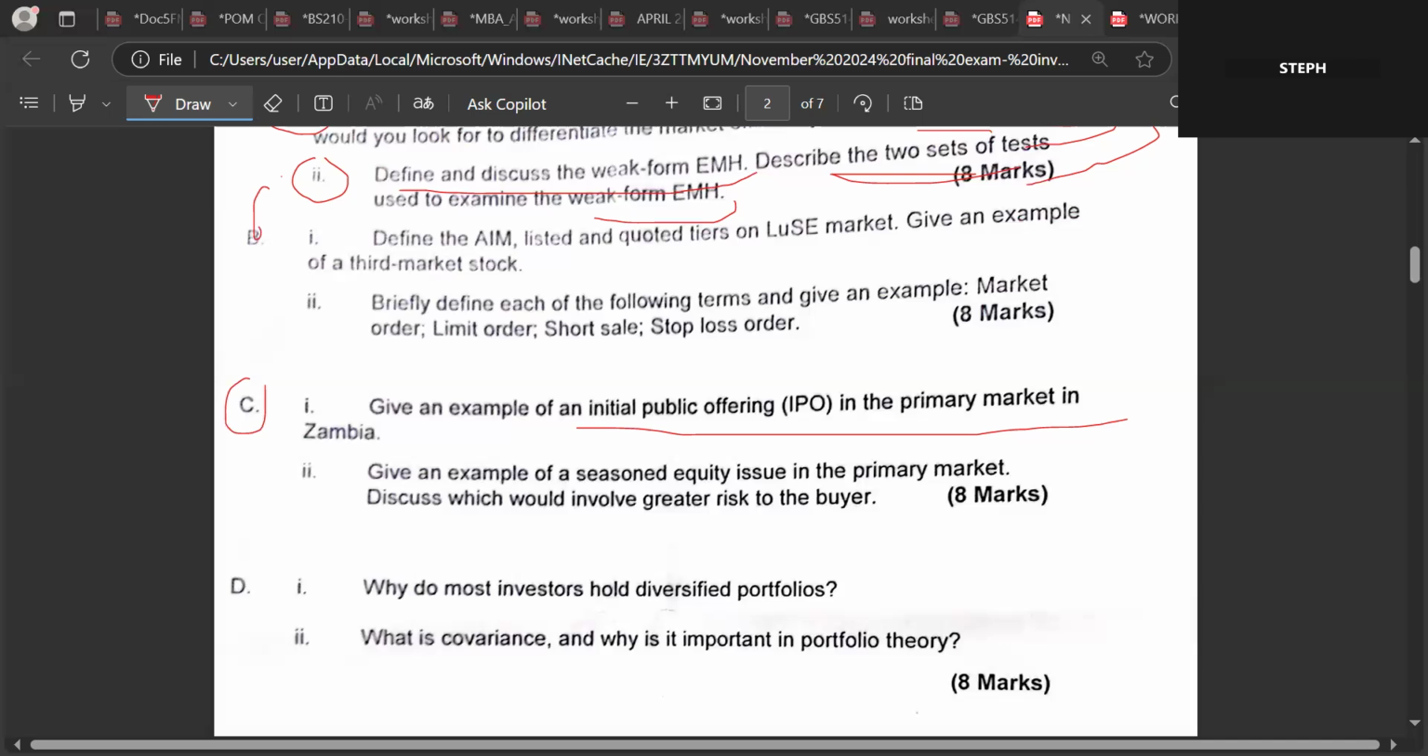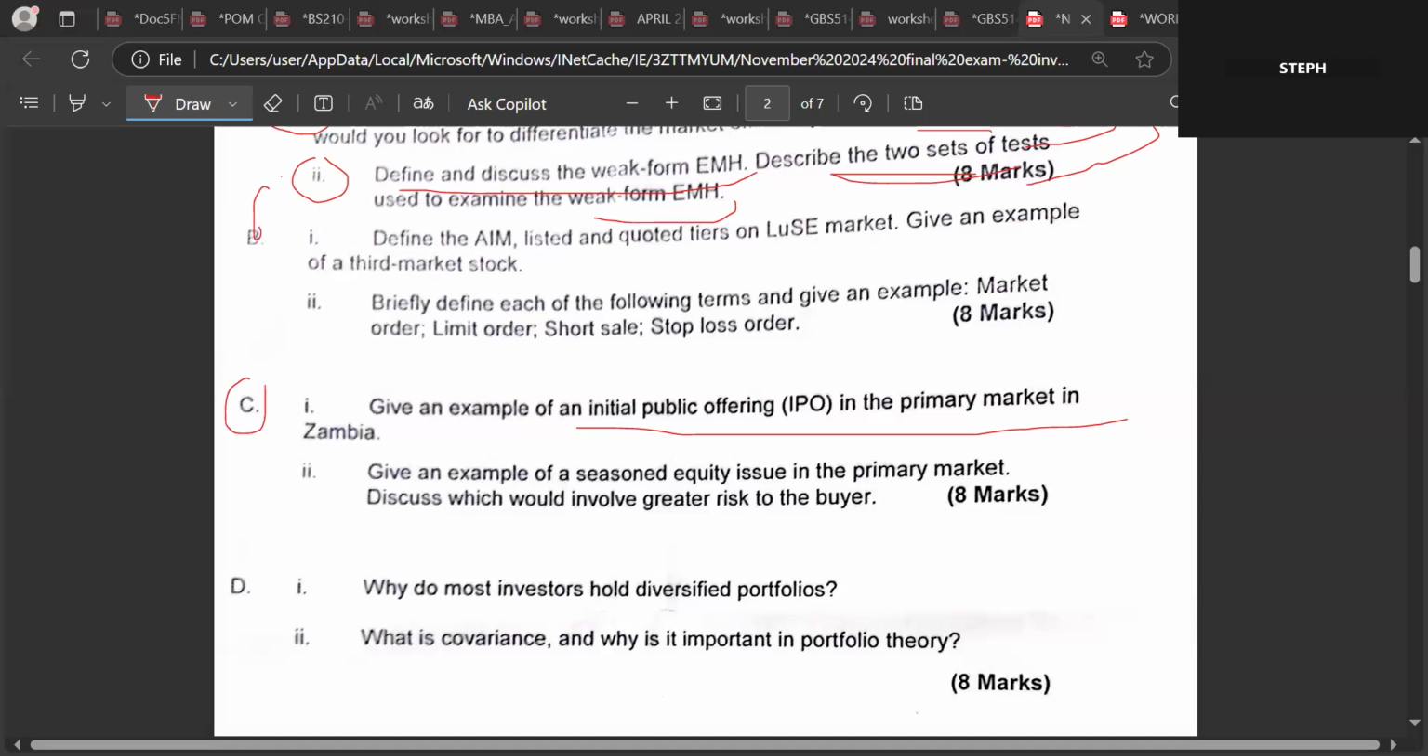So you can use a private company. Let's say you can use a company that already exists, for instance, Prudential Insurance, right? You can say that assuming Prudential wants to now go public, they would issue their shares on the primary market through an IPO, because an IPO is only carried out in the primary market. So for instance, the guy mentioned Zambia Sugar, right? You can just say Zambia Sugar without an exact date, but it will still qualify as an answer. Or you can use a private company that already exists as an example if you want to go public. A hypothetical example, of course. Thank you. All right, no problem.